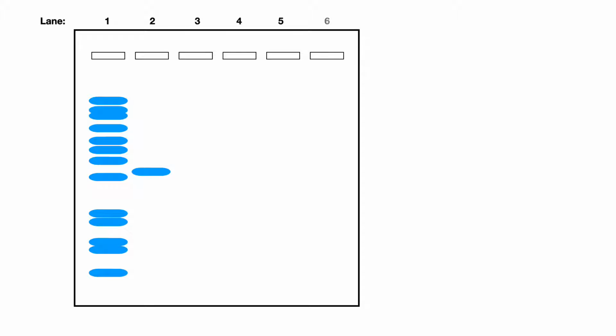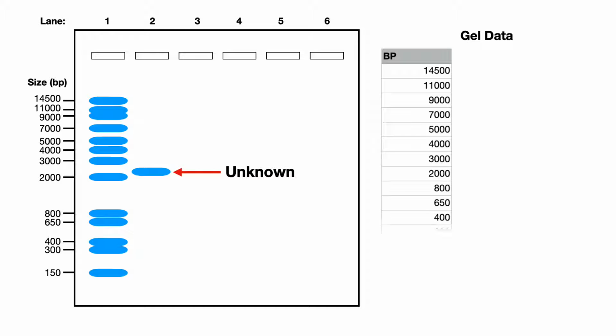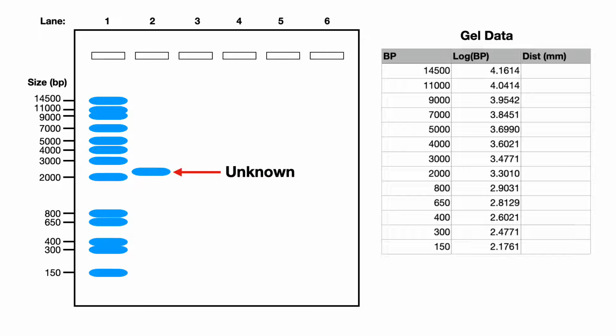Well, if you've watched my video on how to calculate the size of a DNA band on a gel, you'll know that if you have a DNA gel that looks like this with the DNA ladder down one side with the sizes in base pairs, you can calculate the size of an unknown band. And the approach that you take is you construct a table with your base pair sizes in it, and then you work out the log values for those base pair sizes.